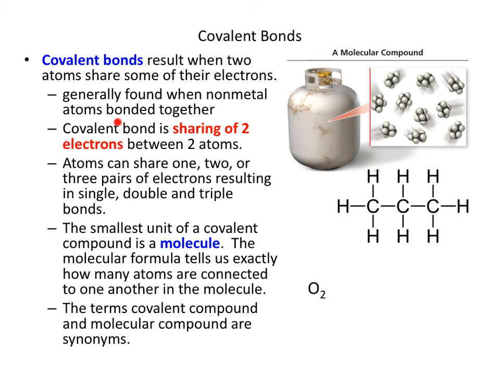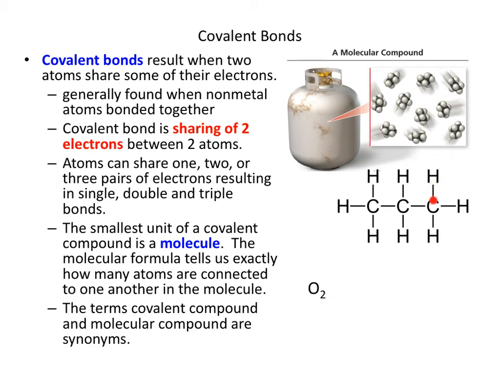And not only is a covalent bond the sharing of electrons, it's more specifically the sharing of exactly two electrons between two different atoms. But atoms can share more than just two electrons. If they share just one pair of electrons, like all of the atoms do in a propane molecule, we would call that a single bond.